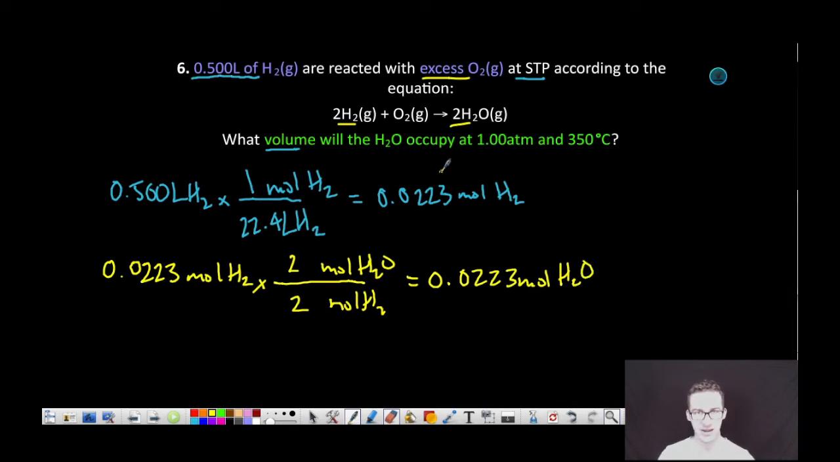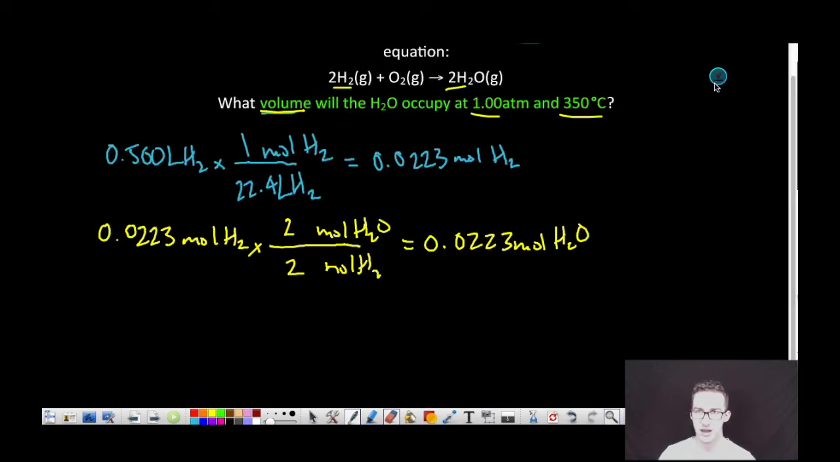We're feeling good, but not quite done. We want to know the volume, not number of moles. The tricky part here is we're no longer at STP. It wants to know what the volume will be at 1 atmosphere, so that's standard pressure, but we're no longer at standard temperature. In a case like this, you've got to use PV = nRT to get you through. The ideal gas law here.